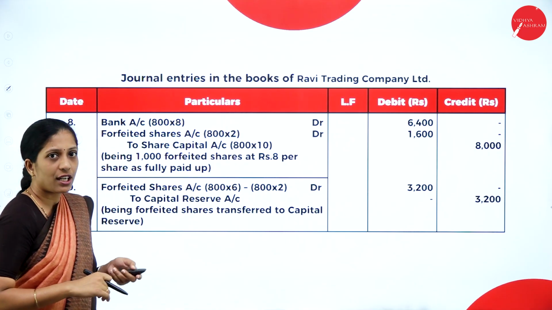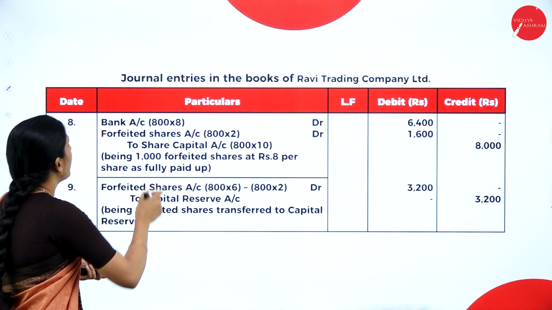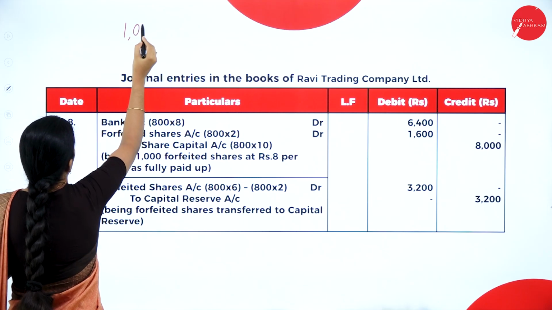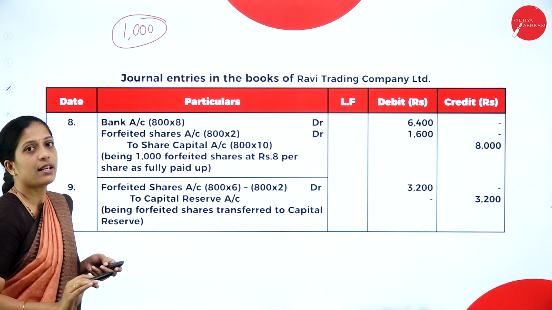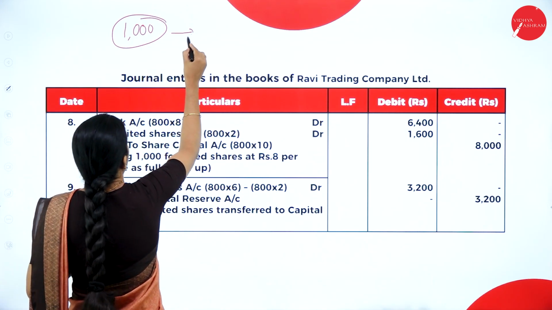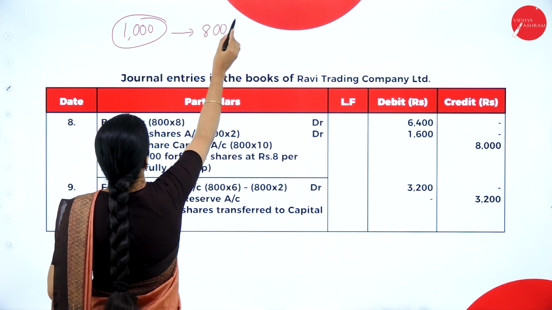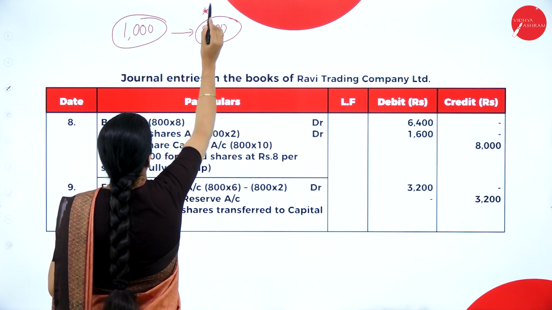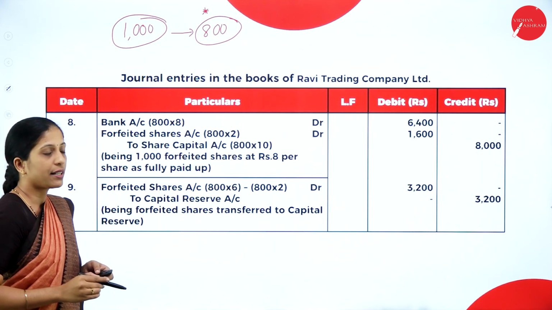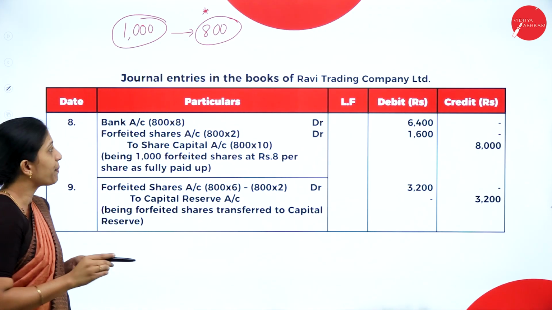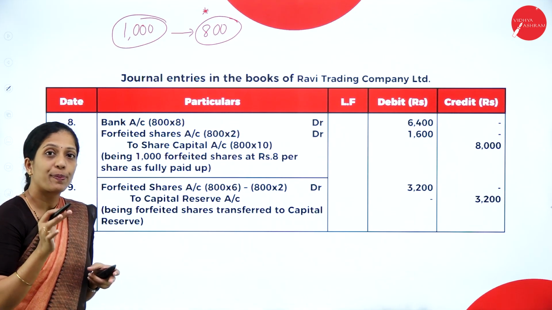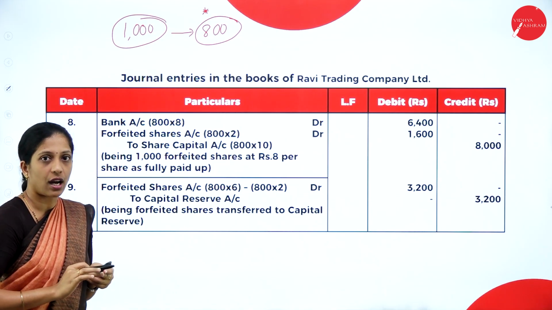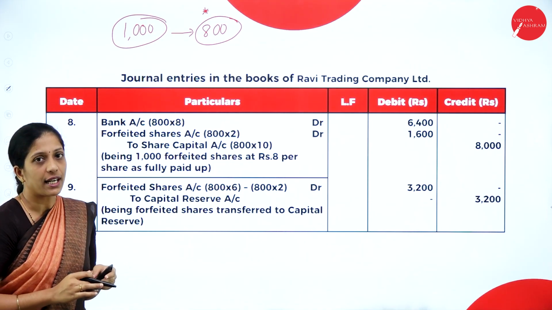Now come to the reissue. Out of 1000 shares where they have not paid first and final call money, all 1000 shares are not reissued. Only 800 shares they have reissued. So this is a different situation here. Now how do you write the entry? They have reissued at rupees 8. A 10 rupees share they have reissued at rupees 8, which means that 2 rupees is discount, which we have to transfer to forfeited shares account.